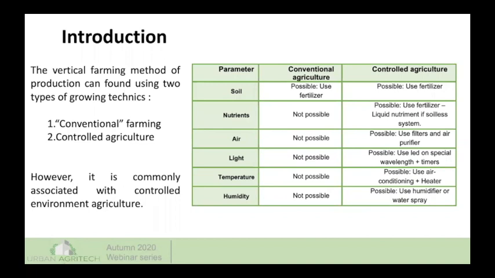Also, once again, vertical farming and urban agriculture in general do differ. You have some that use more conventional agriculture techniques, such as allotment farming, or more controlled environment. Vertical farming can use both, but we will mainly focus on the one that uses controlled environment agriculture, so controlled environment farming.